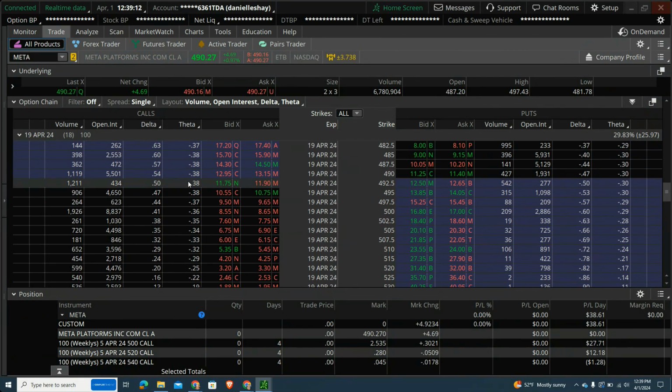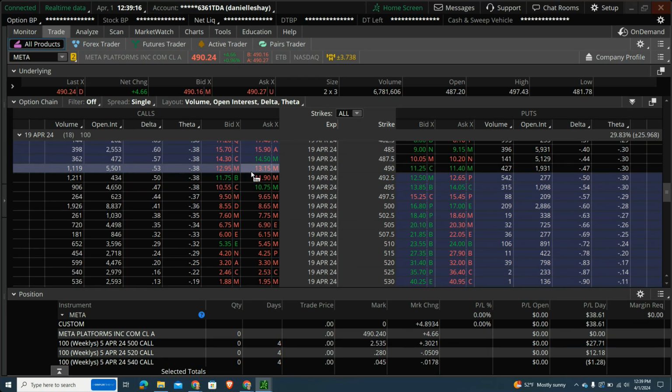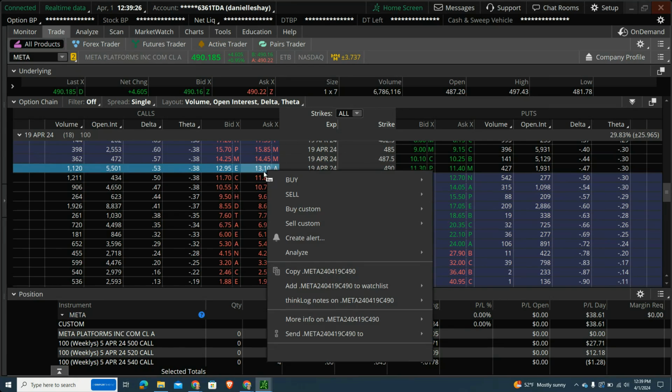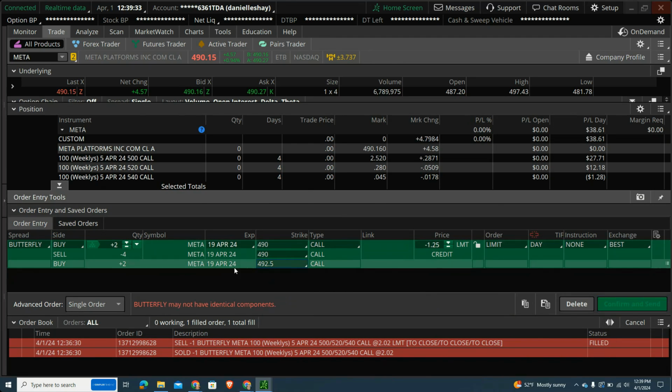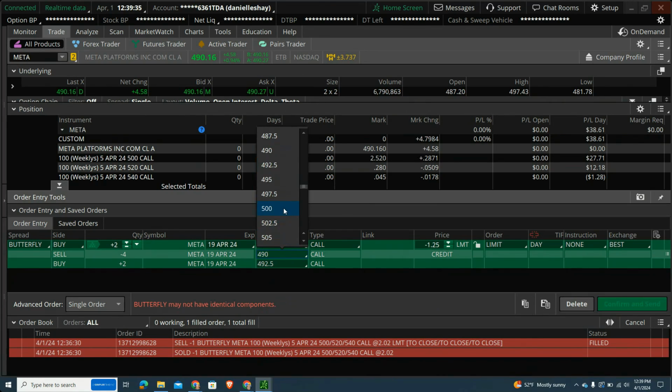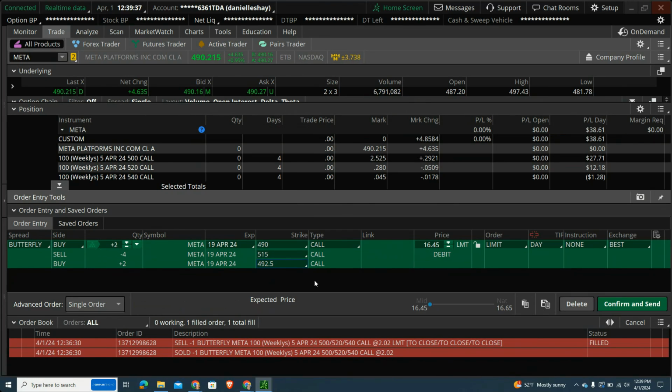So how would I set up the fly? Like I said, I like to set up my flies so the first strike is just at the money. That's because when the ticker goes in the money, the value of the fly is going to expand really quickly. So I'm going to start with 490. So that's the first strike I want to use. And then I can place another one here at 515.